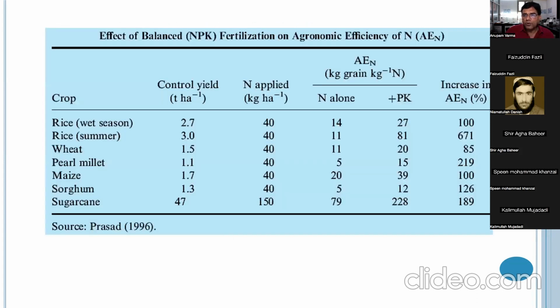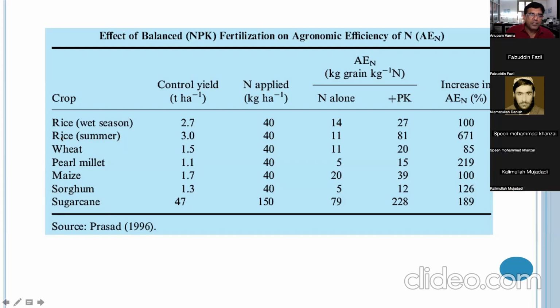So you can see the role of balanced fertilization in this table. Now you see there are different crops: rice, wheat, pearl millet, maize, sorghum, sugarcane. These crops belong to almost the same, not almost, exactly the same family. And their nature of growth is also quite similar, except sugarcane. And you can see the yields of rice and wheat are more.